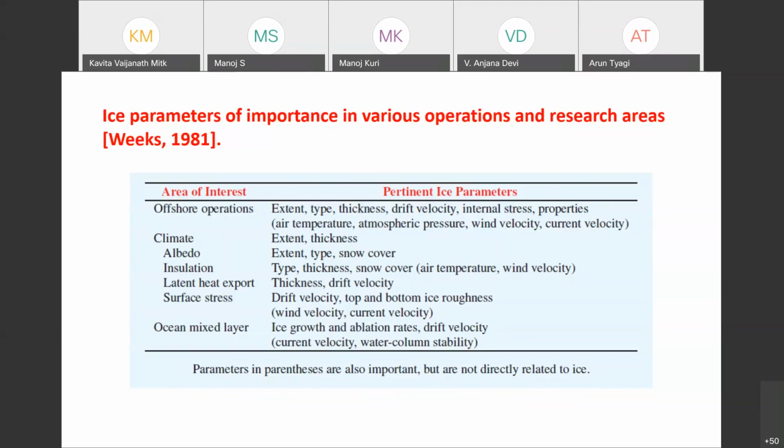Then albedo, insulation, latent heat export, then surface stress, and then ocean mixed layer. So all these are the areas of interest, and their pertinent ice parameters. I will not go into the depth of this. So we'll see some examples.